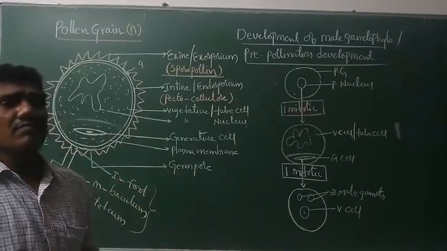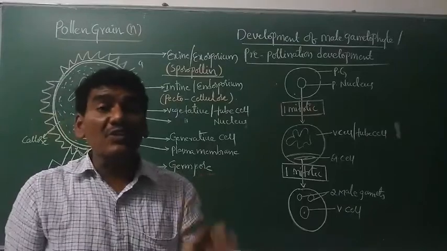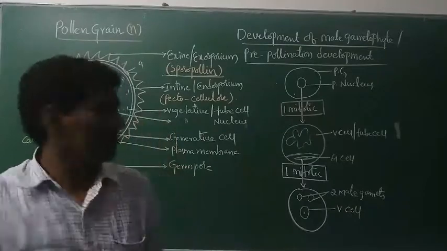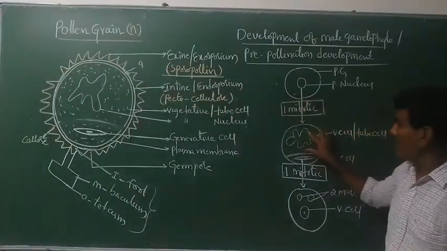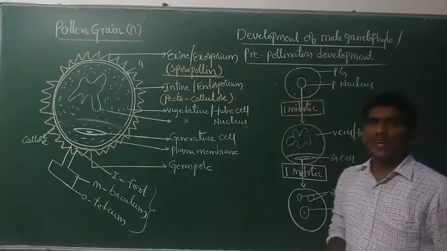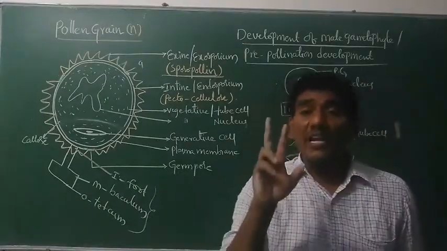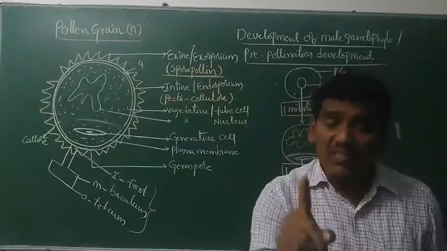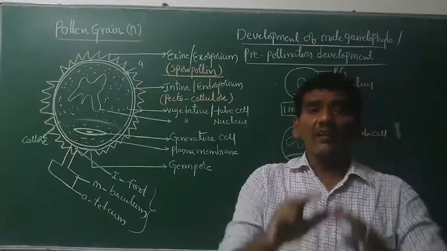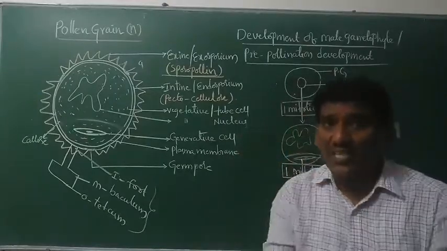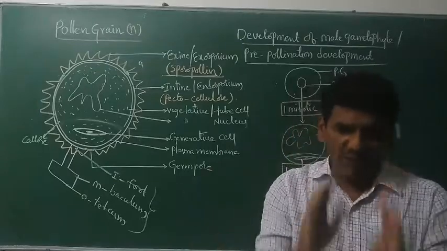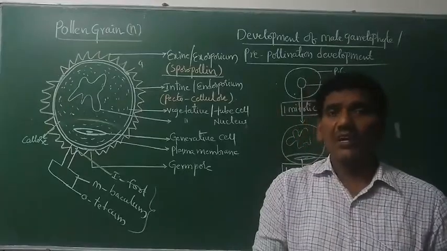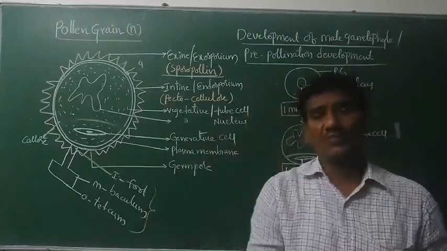In over 60% of angiosperms, the pollen grains are shed at the two-cell stage. Here, two cells are present, the vegetative cell and the generative cell. Actually, the pollen grains are released at the two-cell stage in 60% of angiosperms.